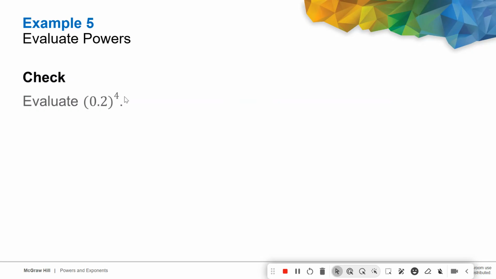The key takeaway here is whatever the exponent says, you don't multiply the base times the exponent. You multiply the base times the base times the base, however many times the exponent tells you. And if you can remember that, then you will get these right.